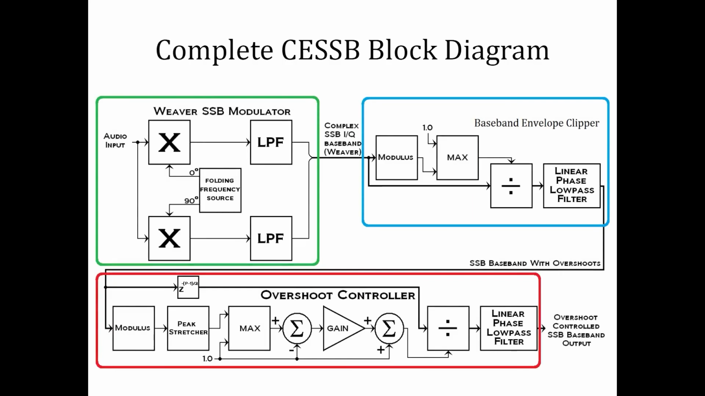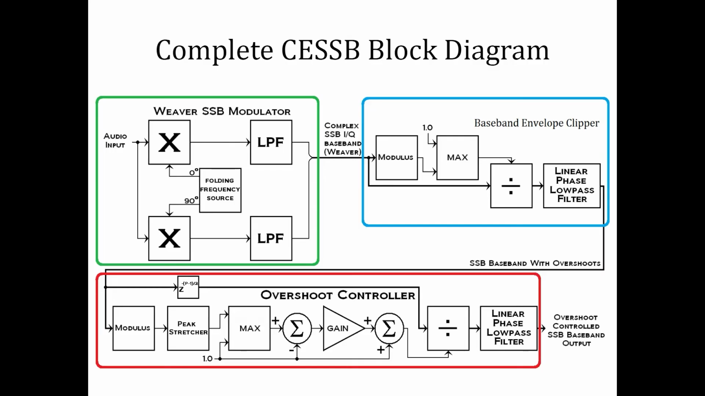With the overshoot of the baseband clipper solved, here is the complete CESSB block diagram. There are 3 main functions in this block diagram. First, there is a conventional sideband modulator outlined in green. That is followed by a baseband envelope clipper outlined in blue. Finally, there is the modified envelope clipper, which does more than clipping for overshoot control. That function is outlined in red. We assume that accurately peak-limited audio is applied at the input.